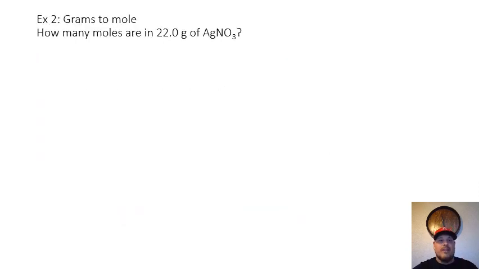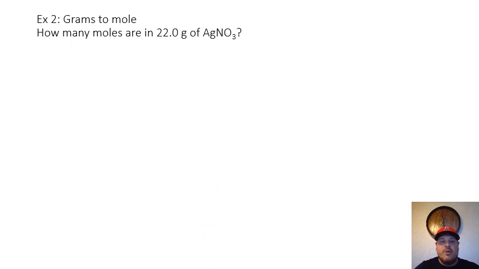So the next example is: how many moles are found in 22.0 grams of silver nitrate? Okay, so the very first thing I'm going to do, because this is different, is dimensional analysis. I'm going to be converting one thing to another thing. But just like I do with a lot of these problems, the first thing I always ask myself is, what are they giving me and what do they want to know? In this situation, they're telling me there's 22.0 grams of silver nitrate, and they want to know how many moles of silver nitrate are found in that.